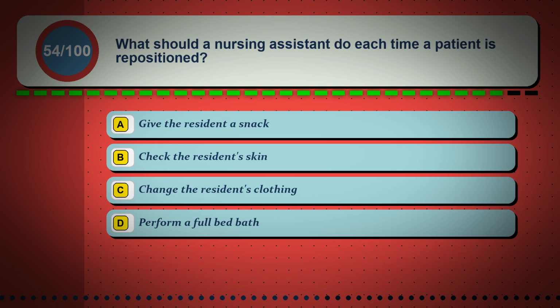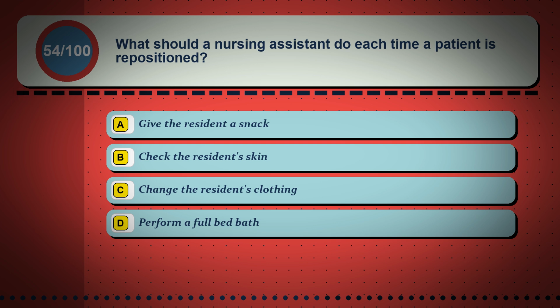Question 54. What should a nursing assistant do each time a patient is repositioned? Option A, give the resident a snack. Option B, check the resident's skin. Option C, change the resident's clothing. Option D, perform a full bed bath.